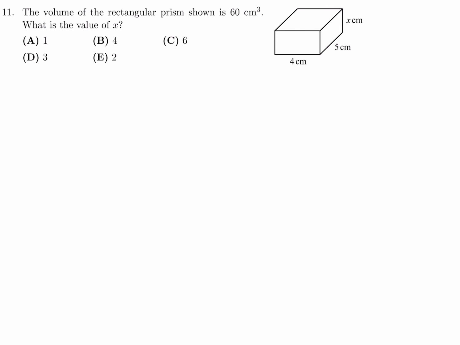The volume of the rectangular prism shown is 60 centimeters cubed. What is the value of x? Well, the volume is going to be 4 times 5 times x, length times width times height. And they told me that's 60. So this is 20x, and therefore divide through by 20, and you get x is equal to 3. So number 11, the answer is D.